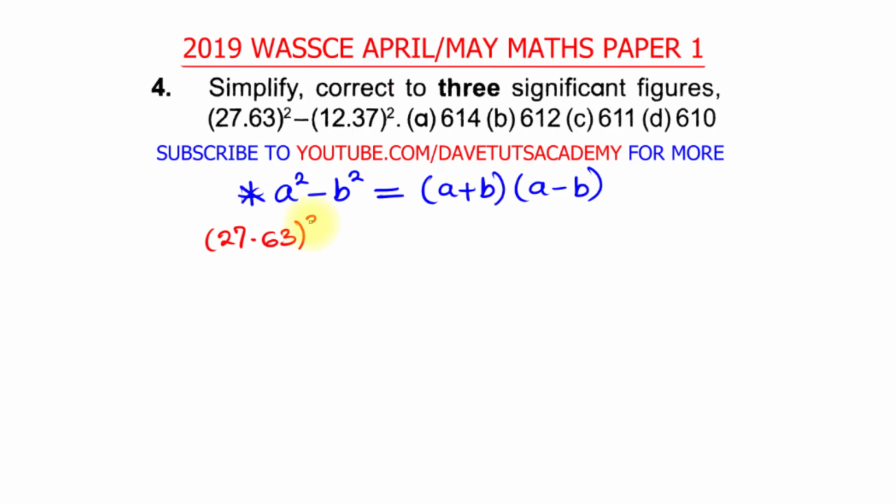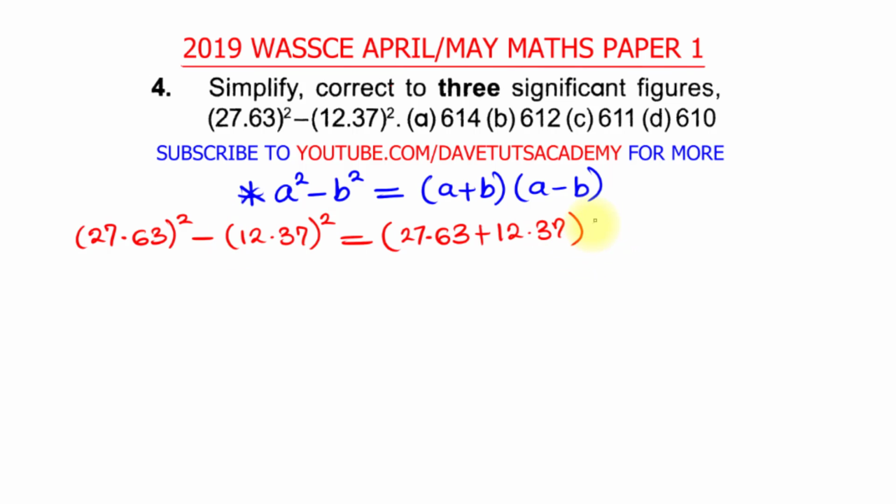So I can say 27.63 raised to power 2 minus 12.37 raised to power 2 is equal to 27.63 plus 12.37. Okay, now I won't have enough space, let me just move this. Multiply by 27.63 minus 12.37. So these are the algebra processes that we needed to carry out so that we can solve this particular question.